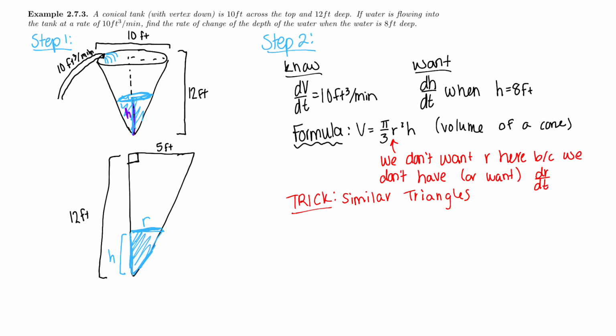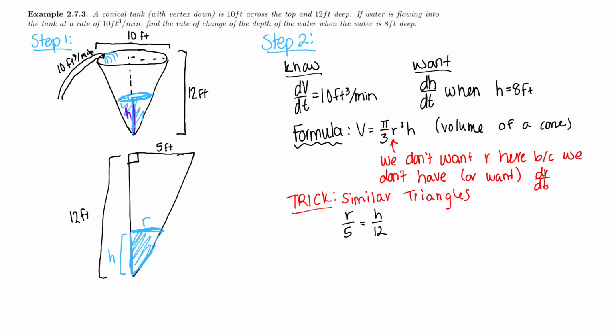There's a bunch of ways to set up similar triangles, but setting up proportional sides, r is to 5 as h is to 12. So the setup of that is r over 5 equals h over 12. That's from similar triangles. If you need to look up similar triangles and refresh yourself on them, now is a good time to do that. But that's the setup of the ratio of similar triangles.